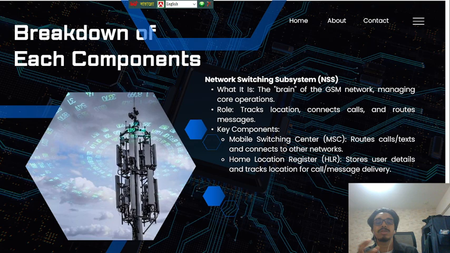The key components of NSS: there are two. One is the mobile switching center, MSC, which routes calls and connects to other networks. Two is the home location register, HLR, which stores user details and tracks location for call or message delivery.